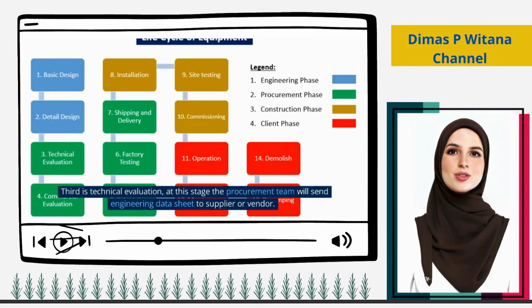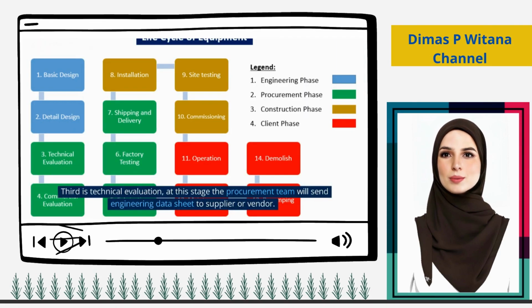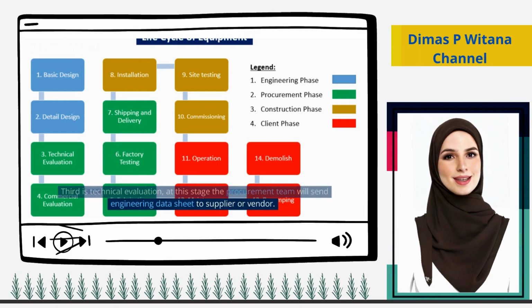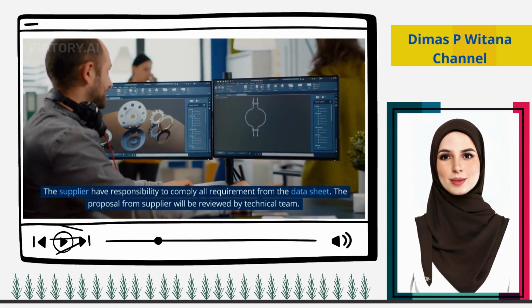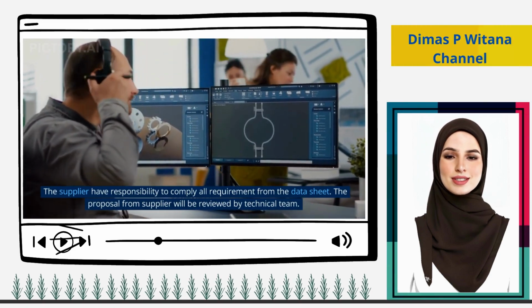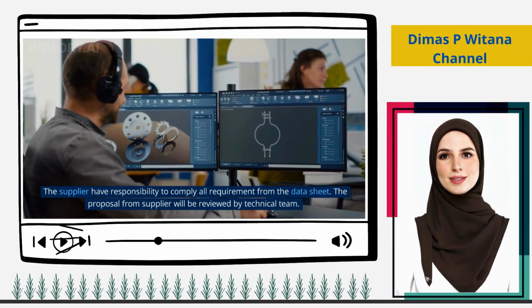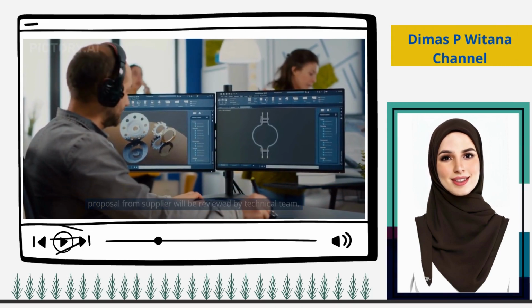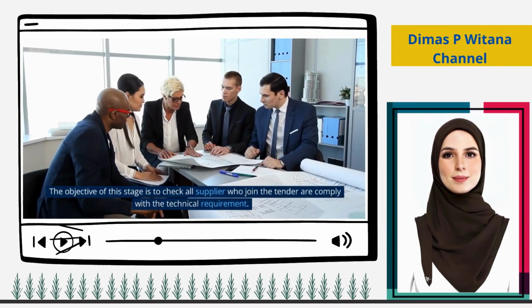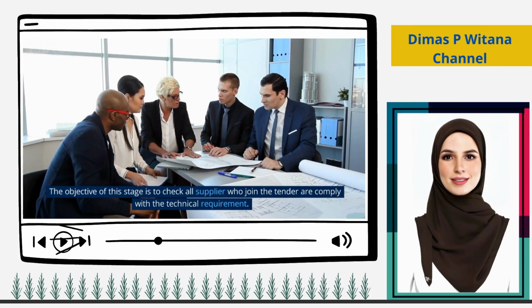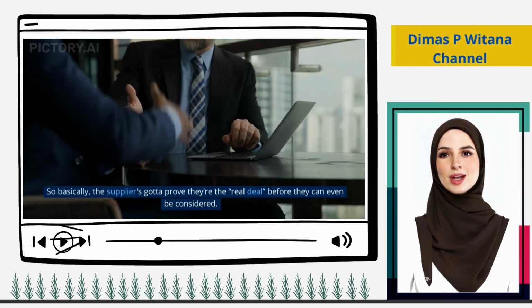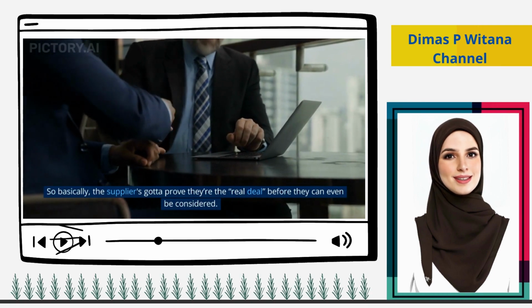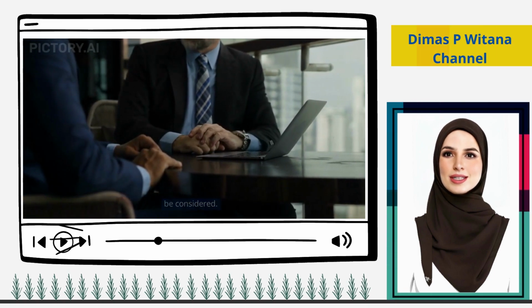Third is technical evaluation. At this stage the procurement team will send the engineering data sheet to suppliers or vendors. The supplier has the responsibility to comply with all requirements from the data sheet. The proposal from the supplier will be reviewed by the technical team. The objective of this stage is to check that all suppliers who join the tender comply with the technical requirements. So basically, the suppliers have got to prove they're the real deal before they can even be considered.